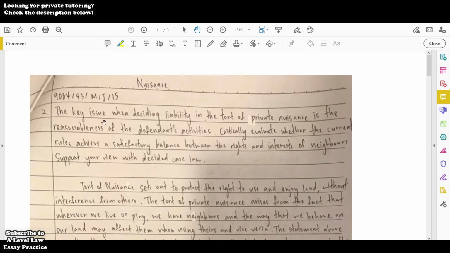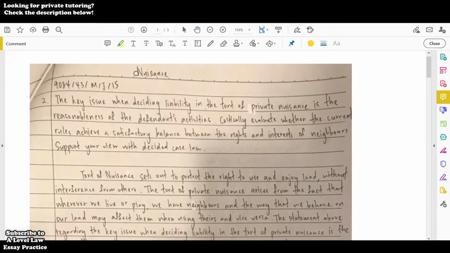The key issue when deciding liability in the tort of private nuisance is the reasonableness of the defendant's activities. Critically evaluate whether the current rules achieve a satisfactory balance between the rights and interests of neighbors. Support your views with decided case law.